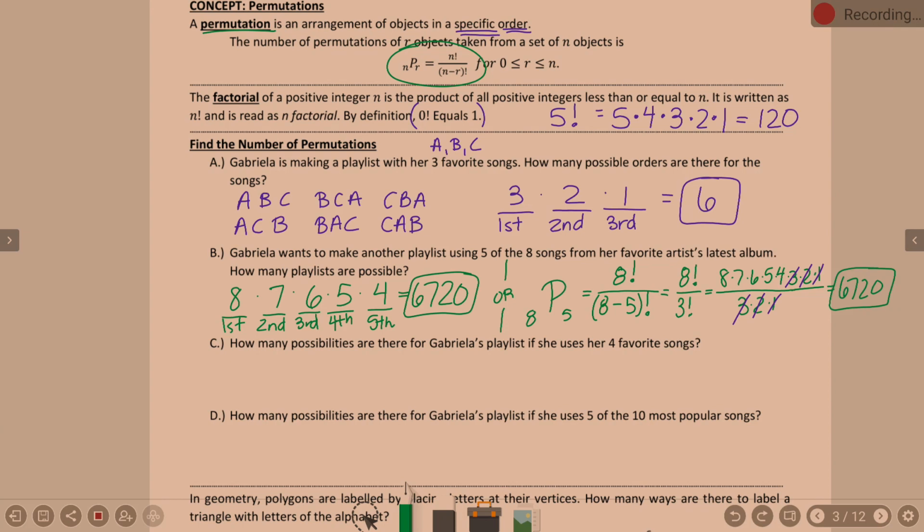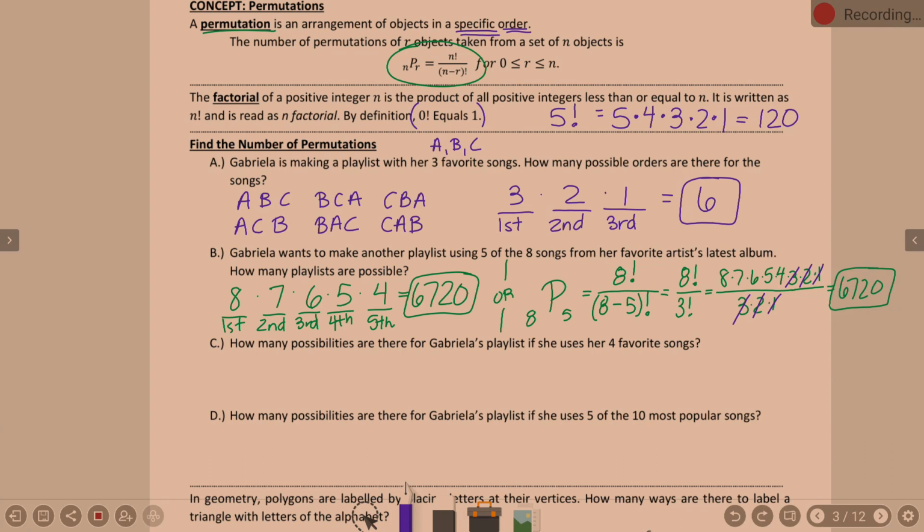Are you looking at the next one? How many possibilities are there for Gabrielle's playlist if she uses her 4 favorite songs? So, total new problem. This uses 4 favorite songs. So this is more like part A where she's just arranging her 4 favorite songs. So she picks her 4 favorite songs. It's a matter of how many orders there are that she can arrange them in.